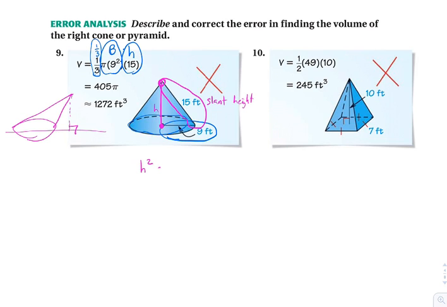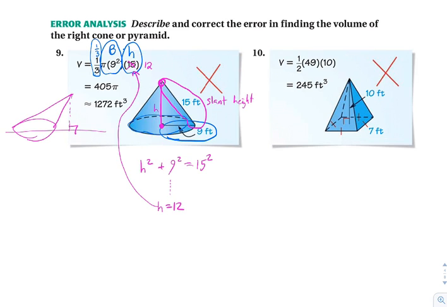So we would say h squared plus 9 squared equals 15 squared. But I actually recognize this is a 3, 4, 5 triangle. Or using the Pythagorean theorem, we get that h is 12. So if you go back here and just plug in a 12 instead of a 15, everything else was great. They just accidentally used the slant height instead of the height of the cone. And that's a really common mistake.